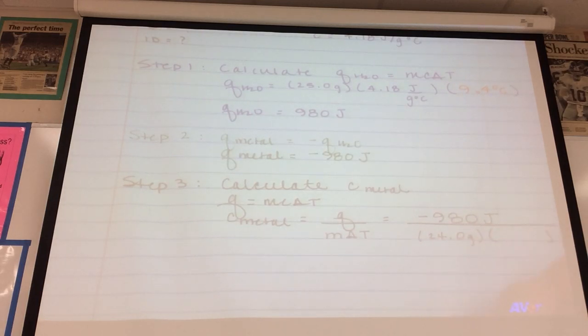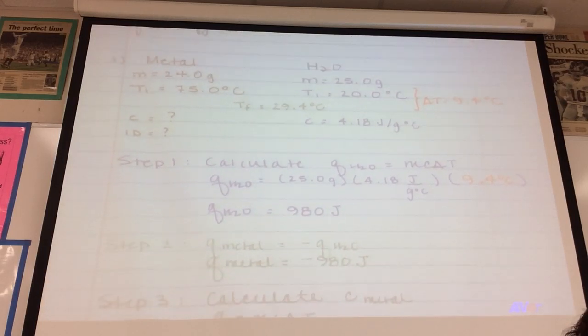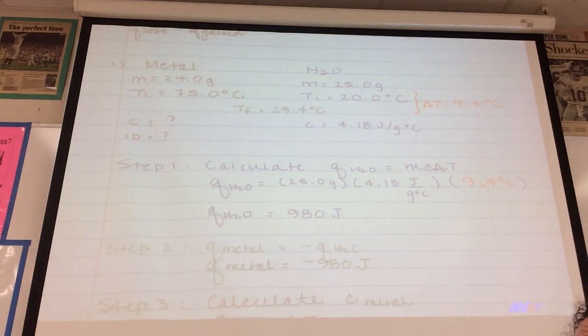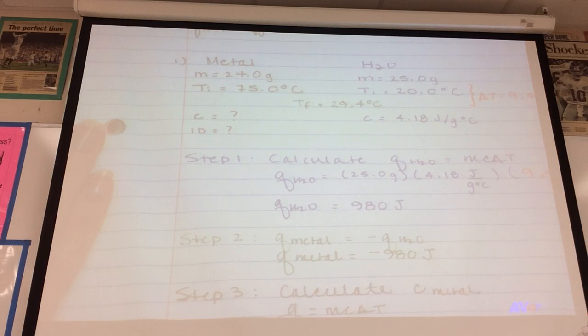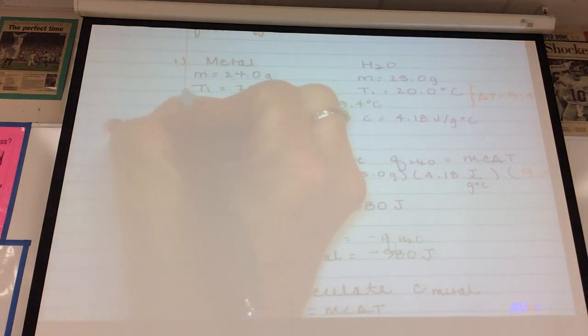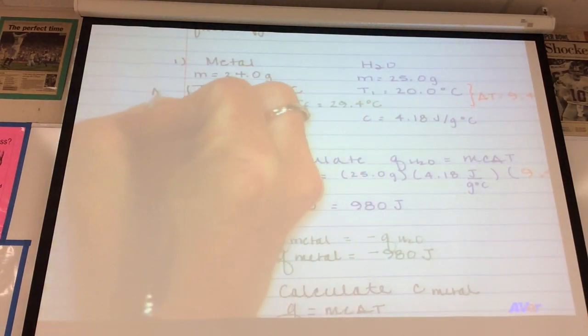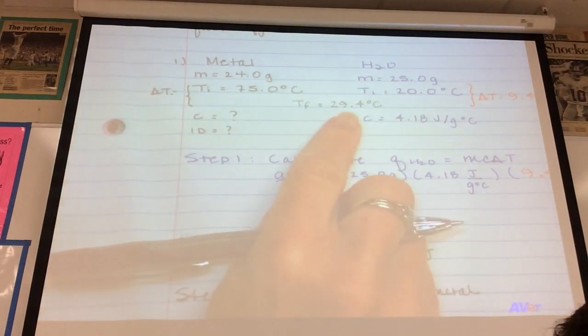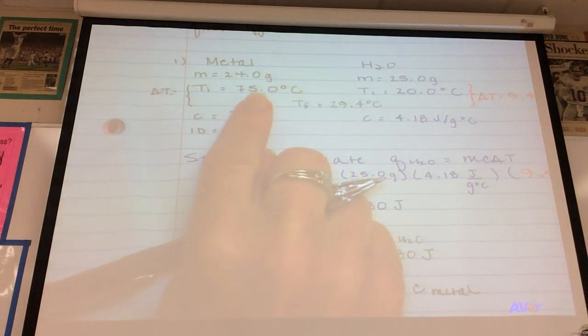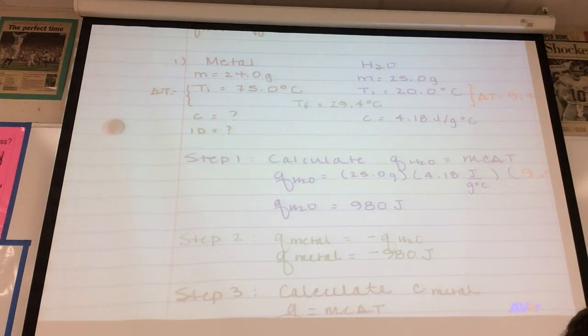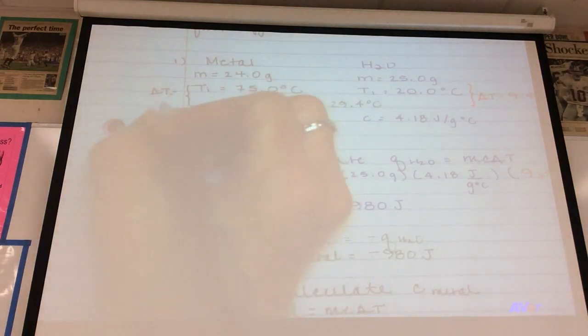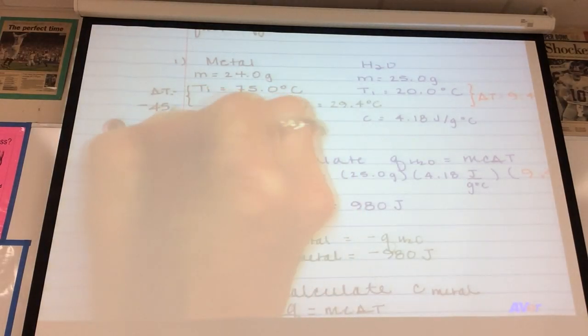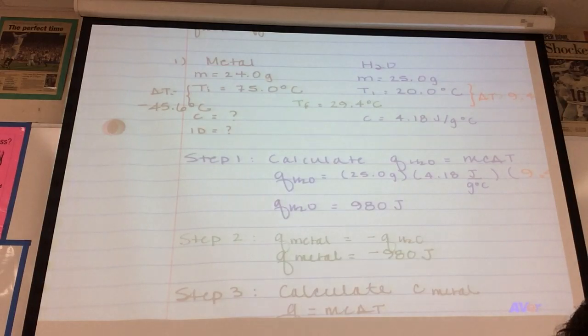And be careful here, the delta T of the metal. I'm going to slide this back down so we can figure it out. T final minus T initial right here. The delta T of the metal is this minus this. And that's negative 45.6 degrees Celsius.